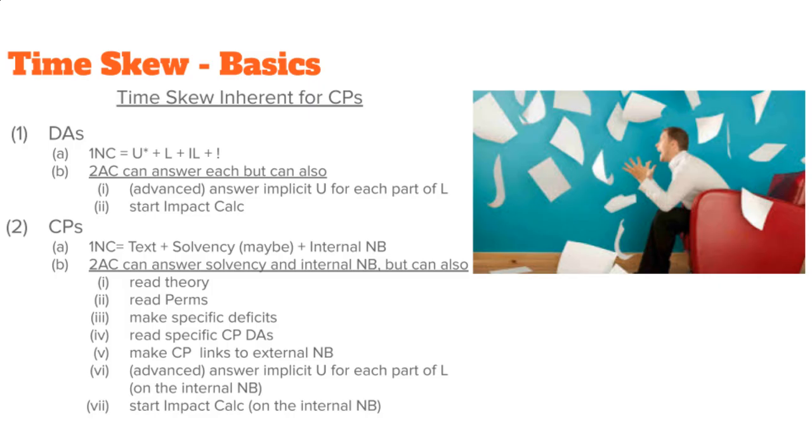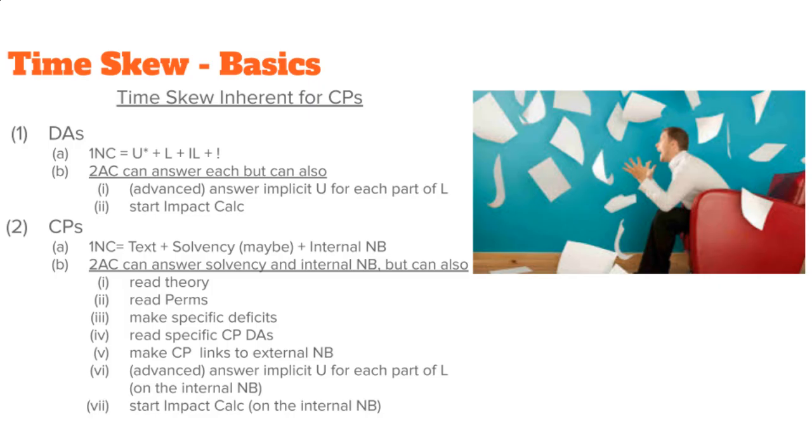Vice versa, you don't have to read impact calculus in the 1NC to be complete. And so that's kind of where the norms have shifted to allow and what it is. The 2AC then has to answer each of those parts equally. So we have an equal reciprocal time trade-off, right? 1NC versus 2AC. But then they also can choose to start impact calculus, read causation cards, etc. That might be additional time spent.